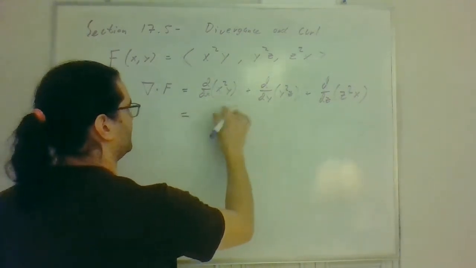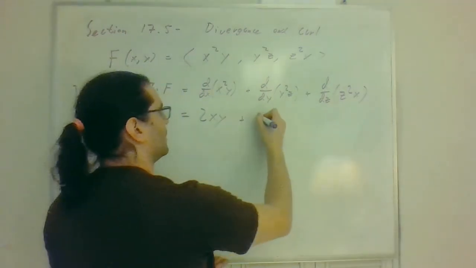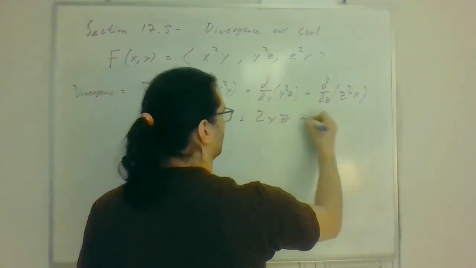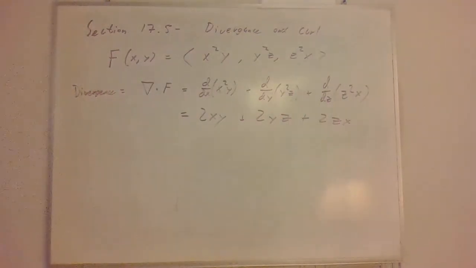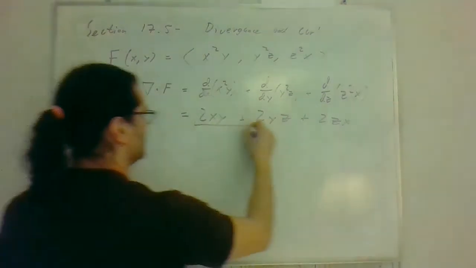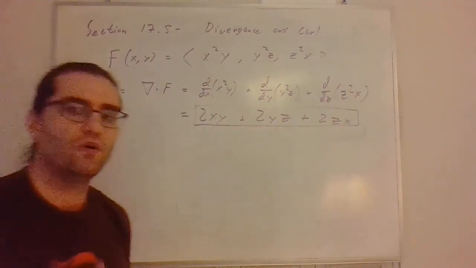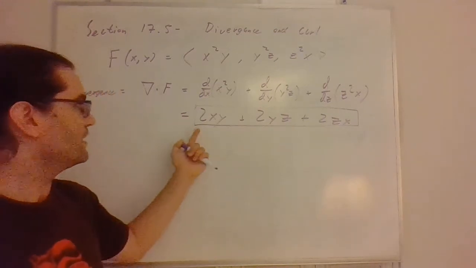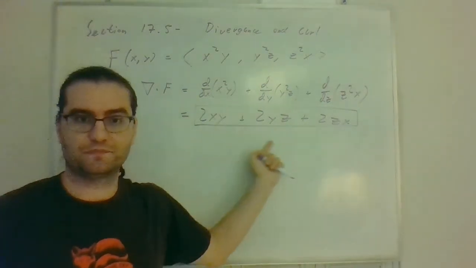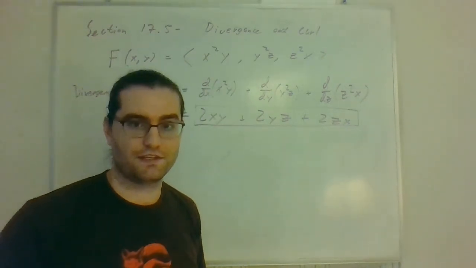So this result would be 2xy plus 2yz plus 2zx. And then that's it. This is the divergence. One thing to note about the divergence is that this is a scalar. The output of this divergence is not a vector.